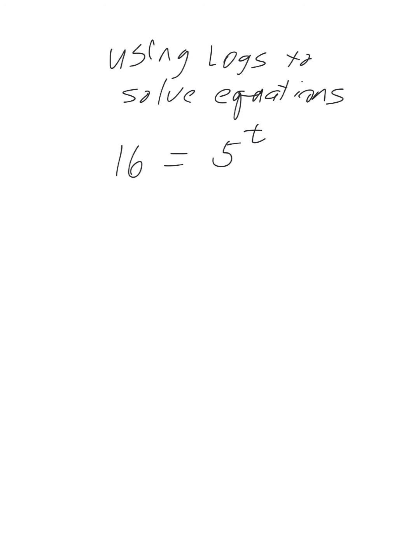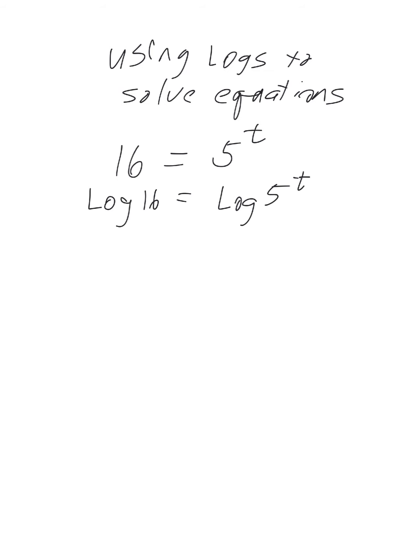So using the same principles that you do solving any other equations, where you can do anything to an equation as long as you do the same thing to both sides, what we're going to do is take the log of both sides. Log of 16 equals log of 5 to the t. Now, we know from our previous video that logarithms are simply exponents. So log of 5 is an exponent.